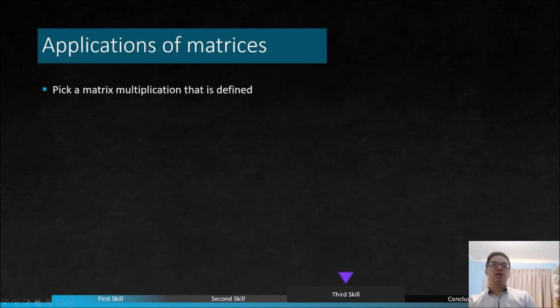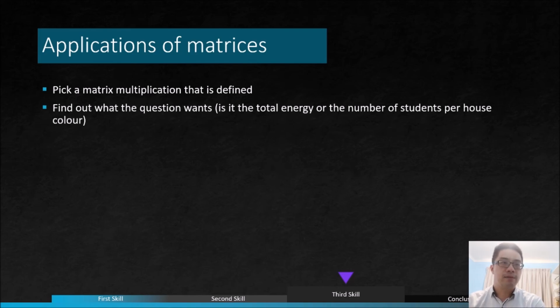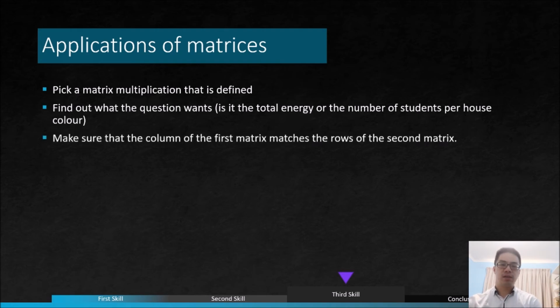Application of matrices. So these are always a bit annoying, but for me, when I do it, you need to make sure you pick a matrix multiplication that will be defined. Find out what the question wants. Is it the total energy or the total number of students per house color? Make sure that the columns of the first matrix match the rows of the second matrix.